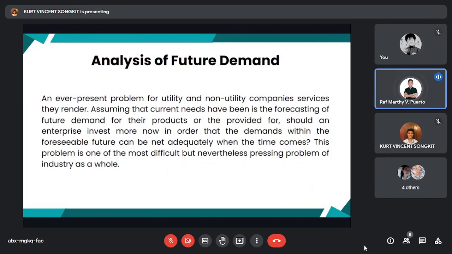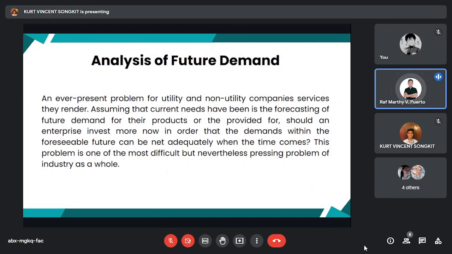So this problem is one of the most difficult but nevertheless pressing problems of industry as a whole. Let me give you a visualizing example. During the last Christmas season, we saw a very vast shortage in terms of our beverages. So at that time, you can conclude that you have to have stocks of beverages prior to the season so that you can address the demands of the people at that particular time. Manufacturing and utility companies have to prepare for possible expansions due to an increase in the demand for their products or services.